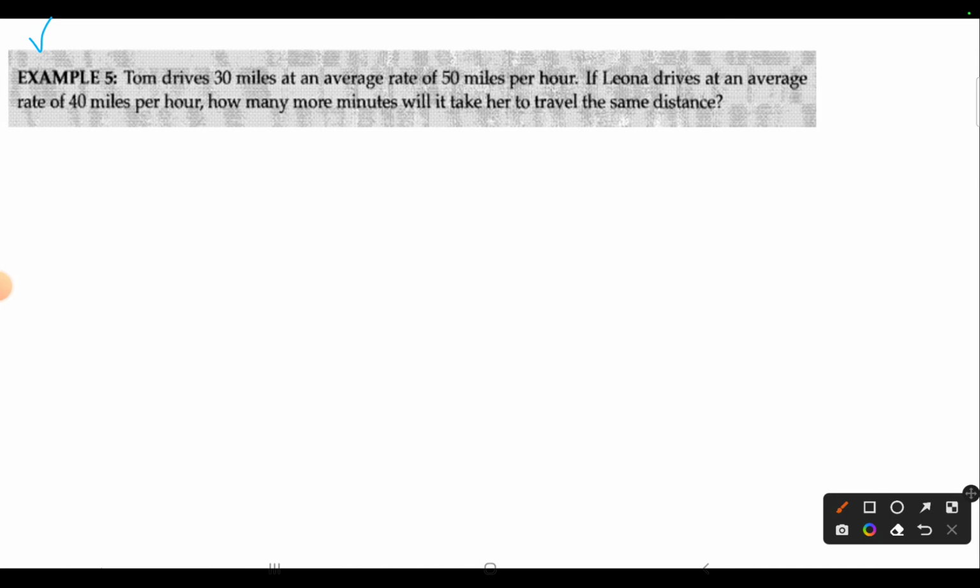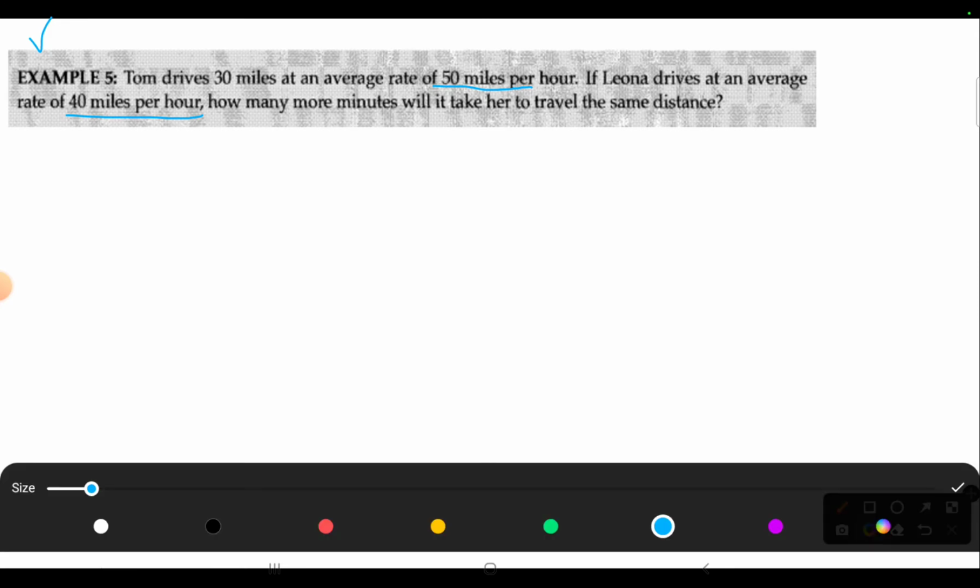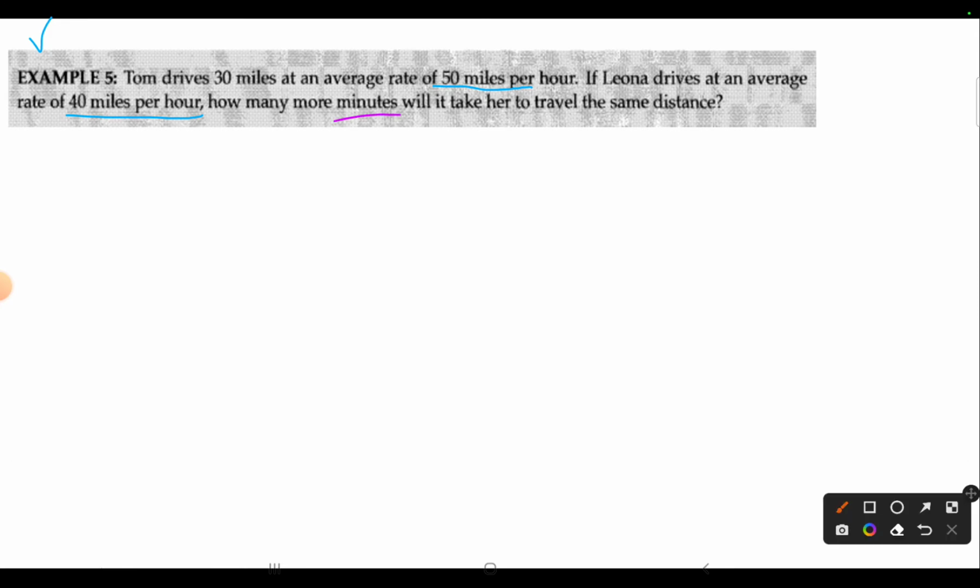Tom drives 30 miles at an average rate of 50 miles per hour. If Leona drives at an average rate of 40 miles per hour, how many more minutes will it take her to travel the same distance? Notice this is hour, but they are asking in minutes.